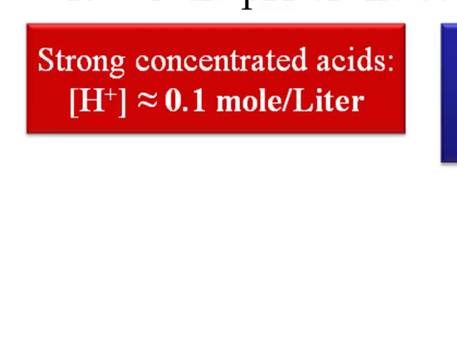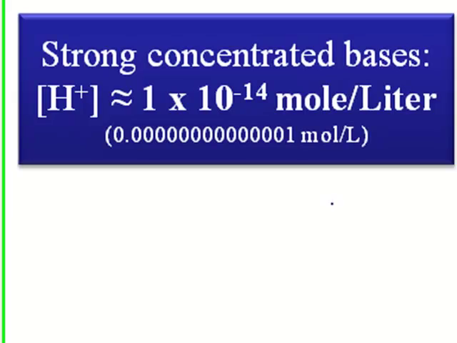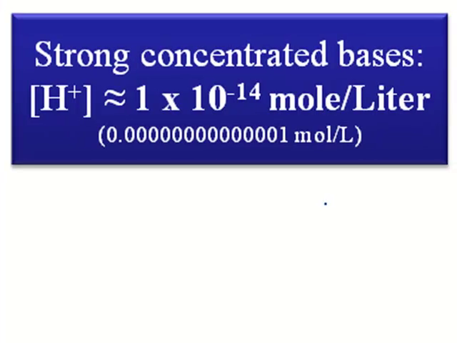But let's compare that with a strong concentrated base. A strong concentrated base has very little hydrogen in the solution. In fact, if we measure the amount of hydrogen ions in solution, a strong concentrated base might have as little as 1 times 10 to the negative 14th moles per liter. That's 0.00000, etc., 1 moles per liter.